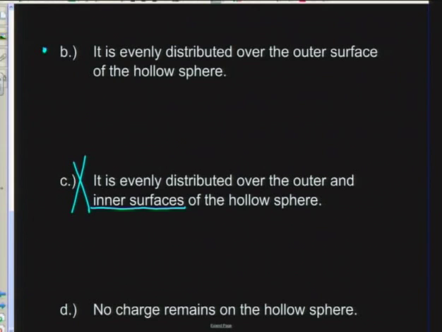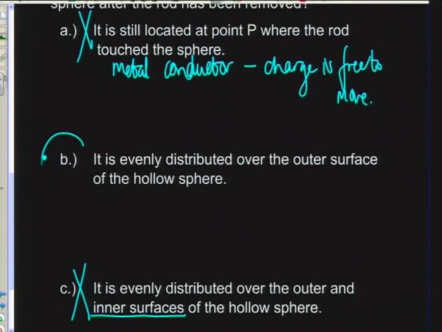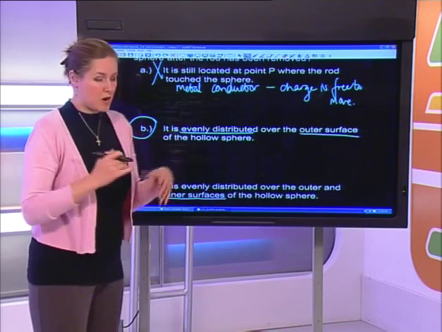No charge remains on the hollow sphere, definitely not. There is definitely positive charge. So my only option is B, it is evenly distributed over the outer surface of the sphere. There will be some charge towards the inner, but it will be far apart.